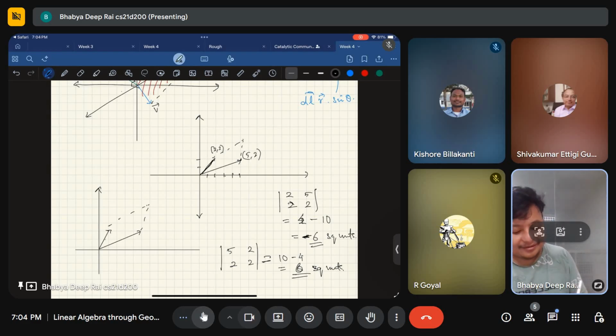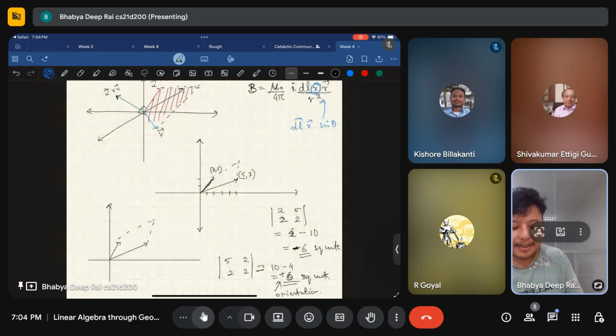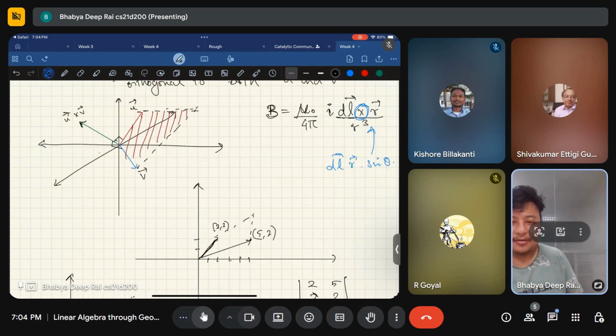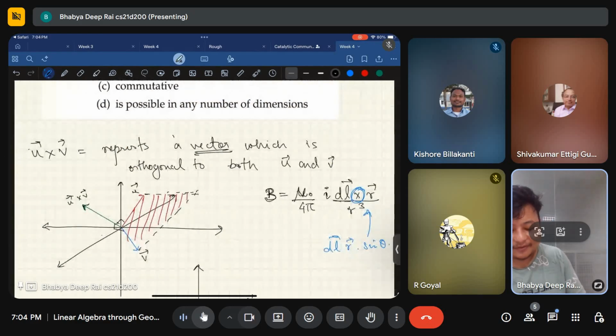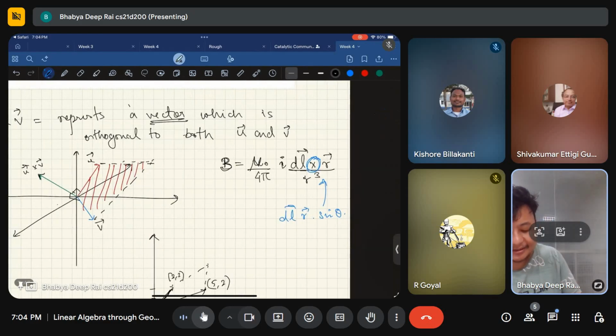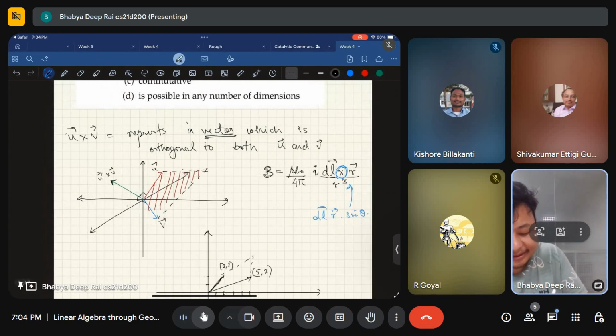So this minus and plus here represents what is called the orientation of the resultant. But I won't get into the orientation of the resultant. I want to get into the orientation of the cross product. The idea here is that you have this. I'll copy this diagram.